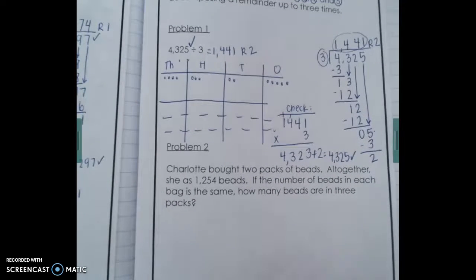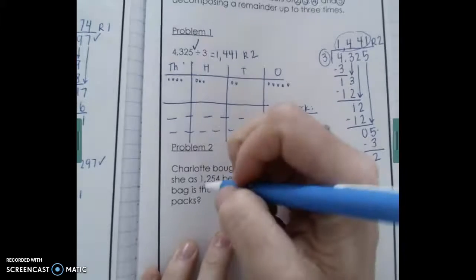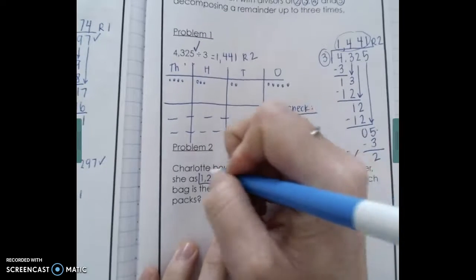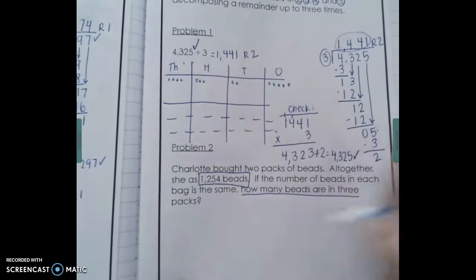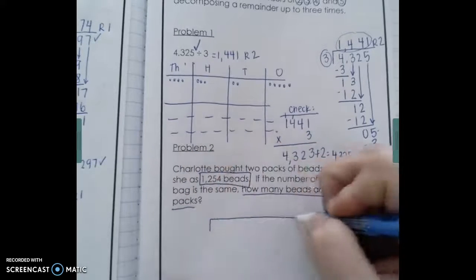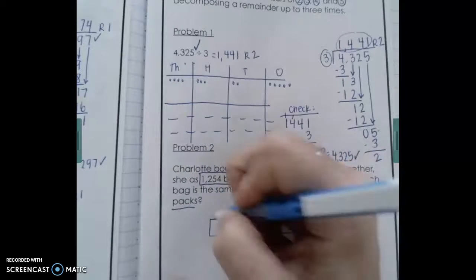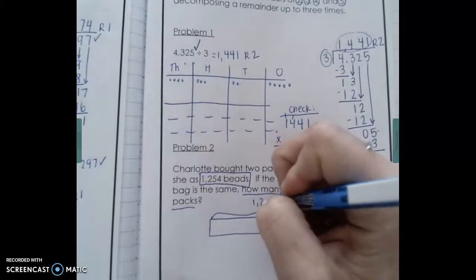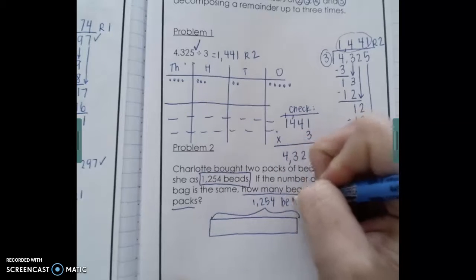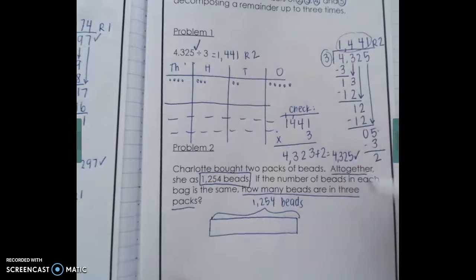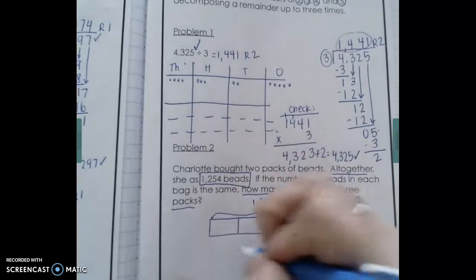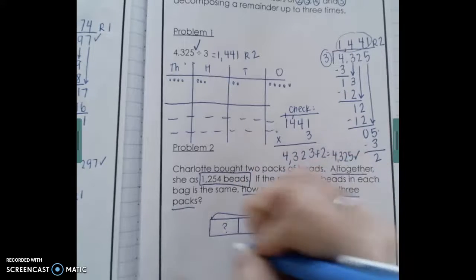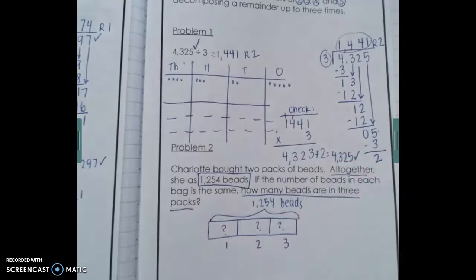It says Charlotte bought 3 packs of beads. Altogether, she has 1,254 beads. If the number of beads in each bag is the same, how many beads are there in 3 packs? So I'm going to draw a tape diagram. She's got 1,254 beads, right? That's her total. It even tells us right here, altogether. And she's taking those beads and she's dividing it up into 3 packs. So we want to know what's going to be in each of these packs if they're even, okay?